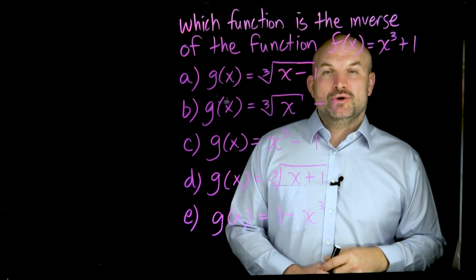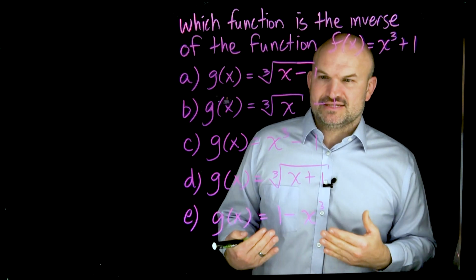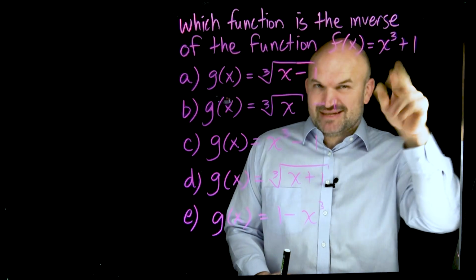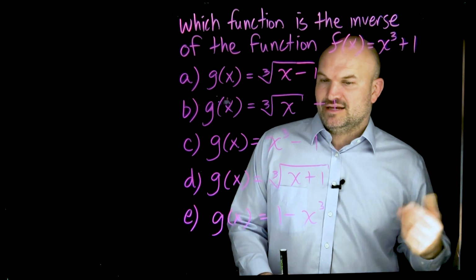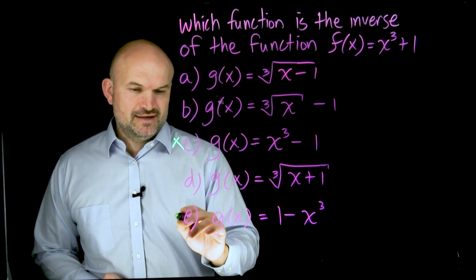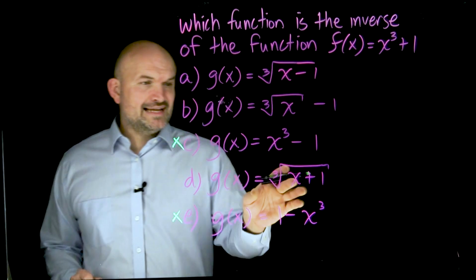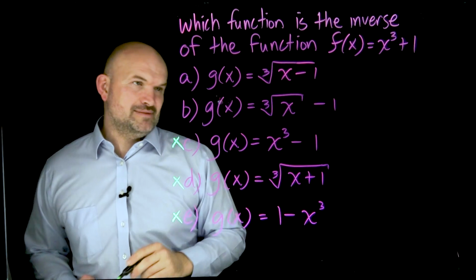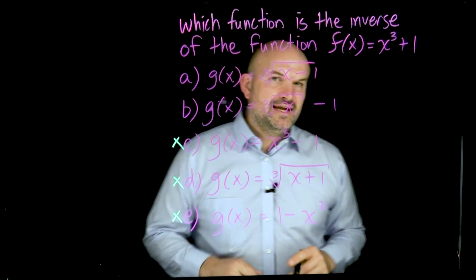being added. So if we were to think about an undoing process, I know that I'm going to have to take the cube root to undo the cubing, and I'm going to have to subtract a 1 to undo the adding a 1. So immediately I can look at these and say, you know what, it's not going to be answer C. It's not going to be answer E. And that's the same operation, but then I'm not undoing the adding, so that doesn't look like that's going to be the right answer. So it's really going to be between A and B.